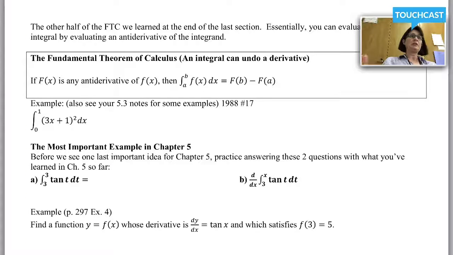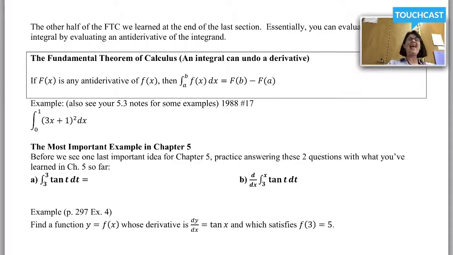So the second part of the fundamental theorem of calculus we actually already know. We said the first part we learned, not that it's part one, was that a derivative could undo an integral. Also, we can undo a derivative with an integral. So we learned to use an antiderivative to evaluate a definite integral in 5.3. And that's the second part of the fundamental theorem of calculus.